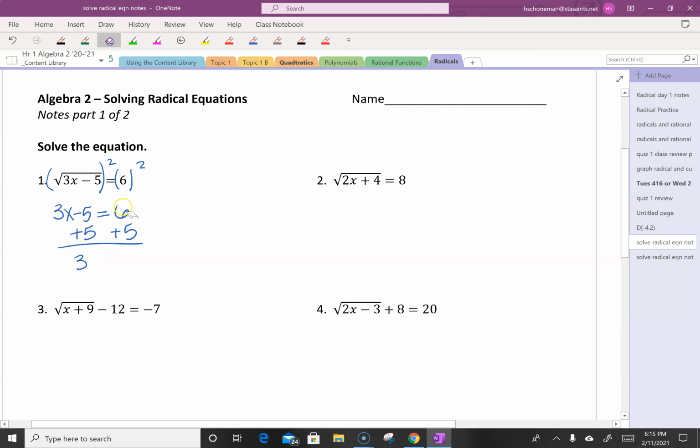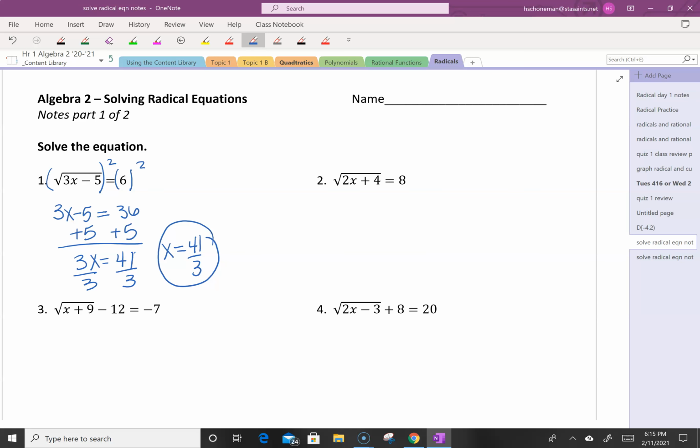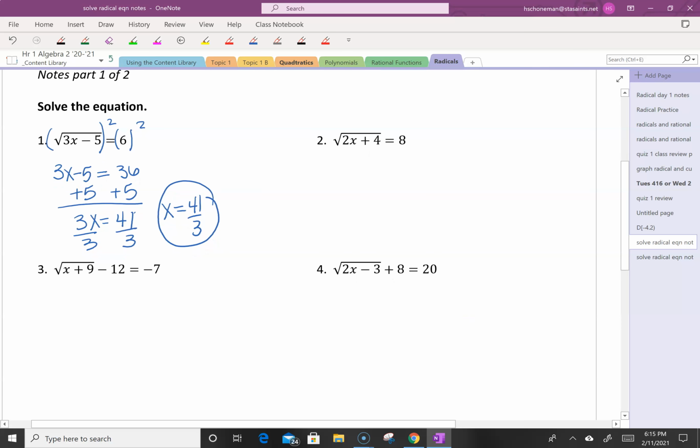Oops, that doesn't equal 6. When you square 6, you get 36. I'm sorry about that. So then I get 3x equals 36 plus 5, which is 41. So now to solve, I'm going to divide both sides by 3, and so I get x is 41/3. And that's your answer. I am fine with you leaving it as improper fractions as long as they're reduced. So same thing on number 2, you would square both sides. Let's take a look at number 3.